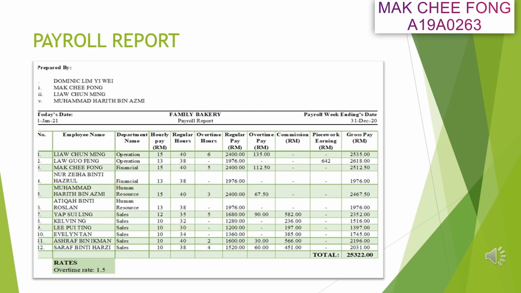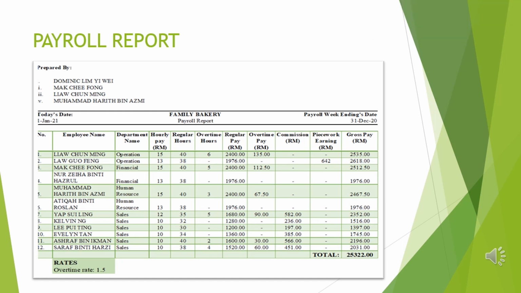The last one is the payroll report. This is our payroll report. In the payroll report, we can see the total gross pay is 25,322 ringgit. Okay, that's all for me. Thank you.